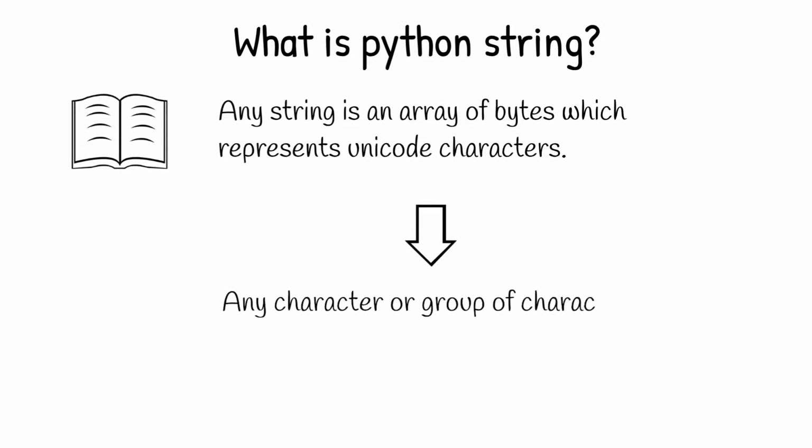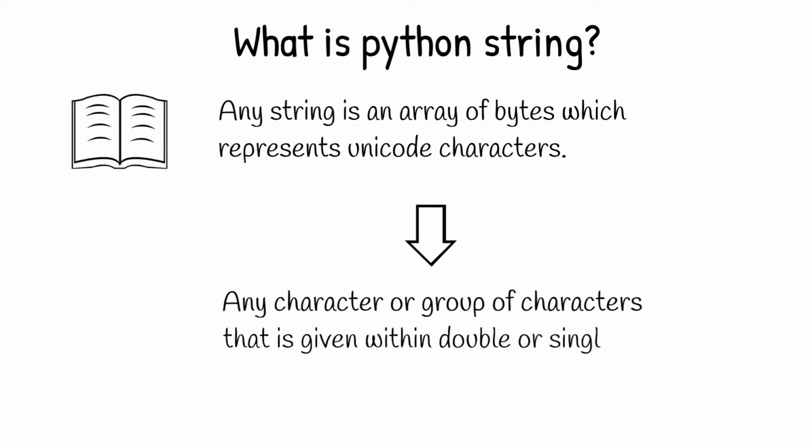Here is a fun definition of string. Any character or group of characters that is given within double or single quotes will be considered as a string by the Python interpreter. By the way, strings are usually represented in the same way in other programming languages as well. Now let us start executing some code and see how the Python interpreter deals with strings.